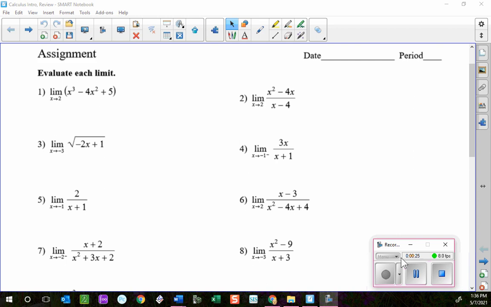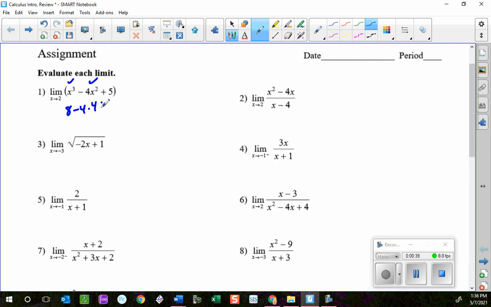Alright, so this first one, remember the easiest situation you could have is literally being able to just plug in the number. So you can plug in 2 in all these places and just get the answer. So my answer would be 8 minus 4 times 2 squared is 4 plus 5. So the answer to this limit is just the evaluation at that point, x equals 2, so 8 minus 16 is -8, -8 plus 5 is -3, right? Because remember, the limit is the y value, or the intended height in some places.